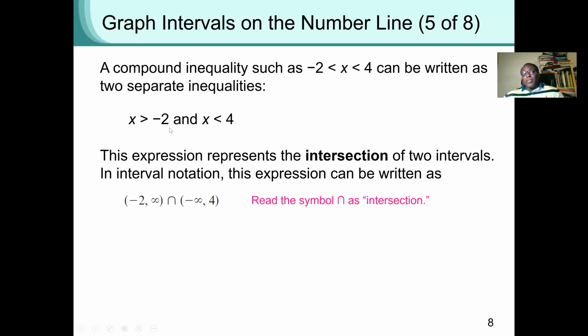We can either separate it. This means s is greater than negative 2 and s is less than 4. Or we can join the two together. So this expression represents the intersection of two intervals. In interval notation, the expression can be written as follows: from negative 2 to infinity, and from negative infinity to 4.